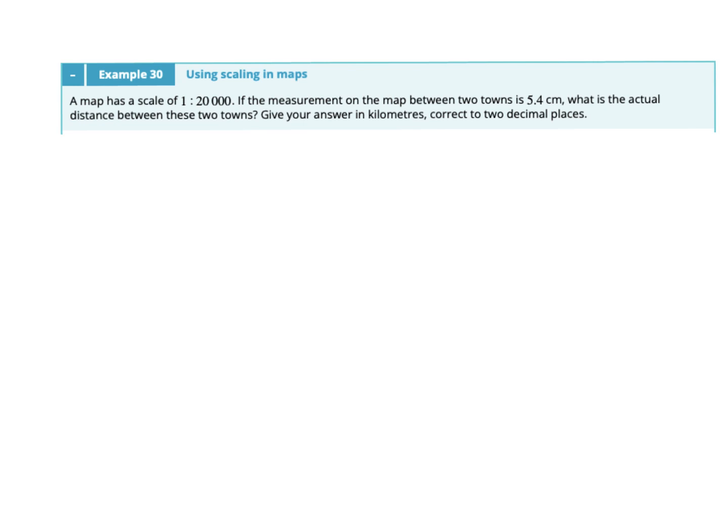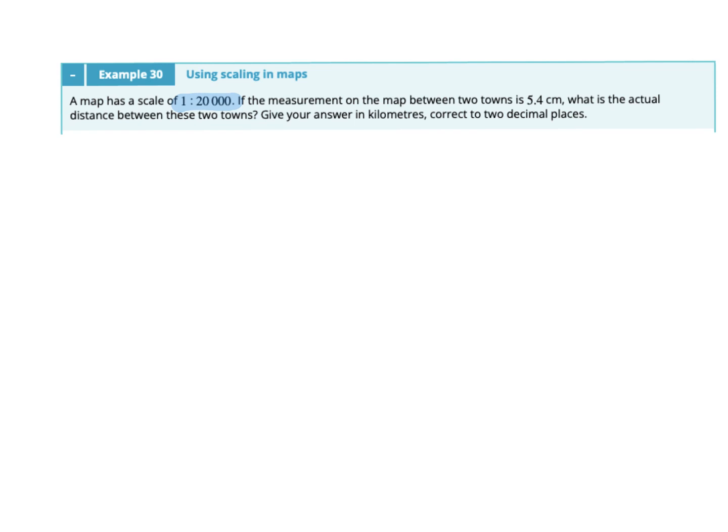Okay, a map has a scale of 1 to 20,000 written on it. If the measurement on the map between the two towns is 5.4 centimeters, what's the actual distance between these two towns? Give your answer in kilometers, correct to 2 decimal places.